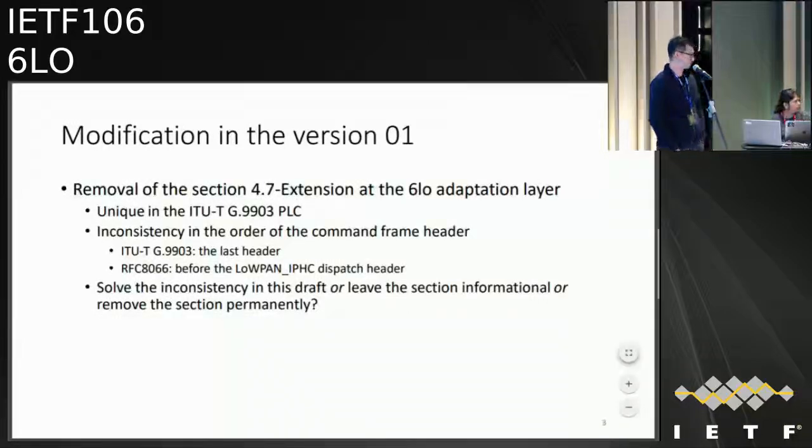Perhaps one point is whether we could receive, for example on the mailing list, some elaborate information about the nature of the inconsistency, like what is happening in both ITU-T and RFC 8066. I think I can send the two formats of the headers. In G.9903 the command header is the last one, and in RFC 8066 it says the dispatch header is the last one. So the question is which header is actually the last one. Yes, I will send the format of the headers.